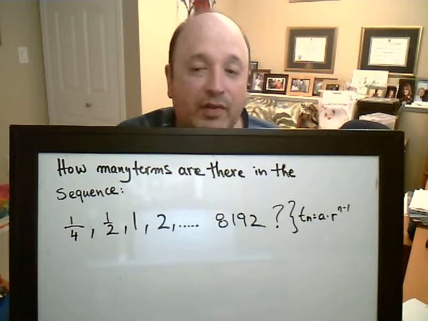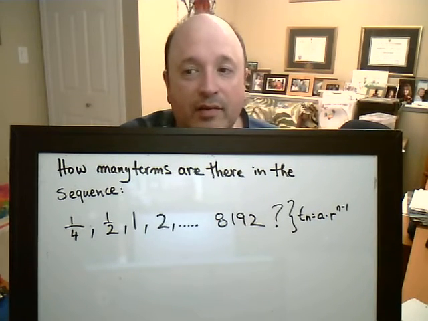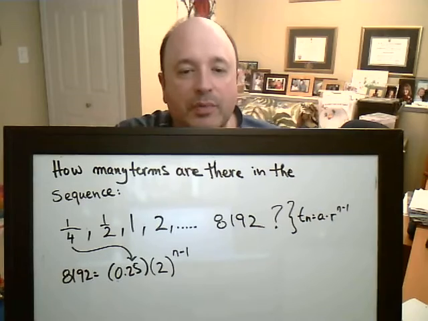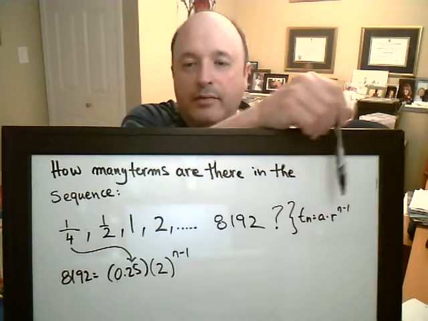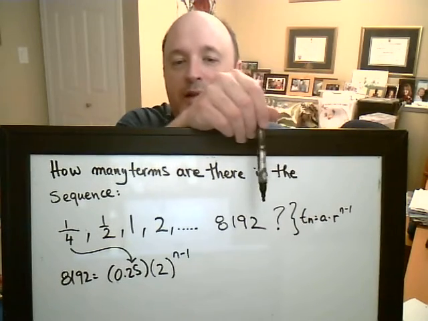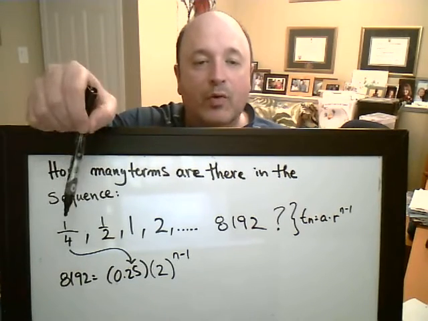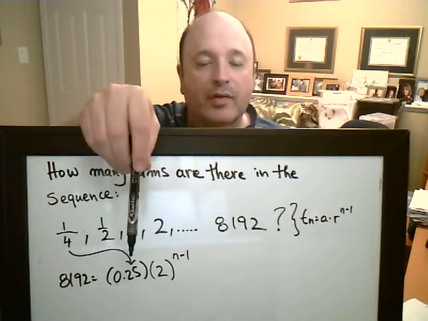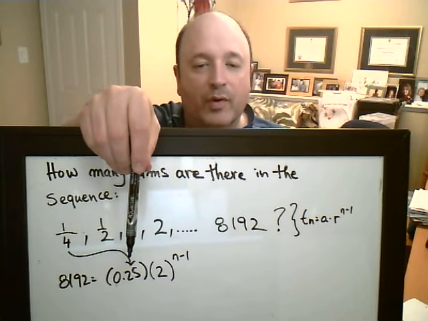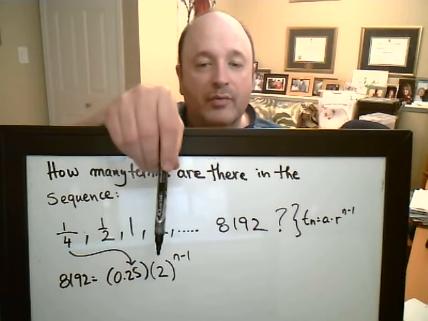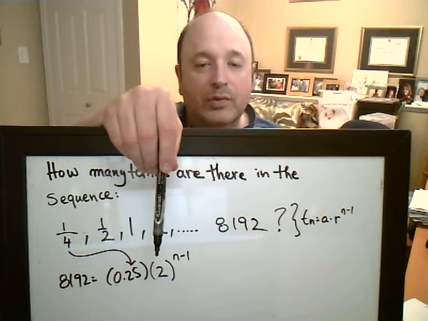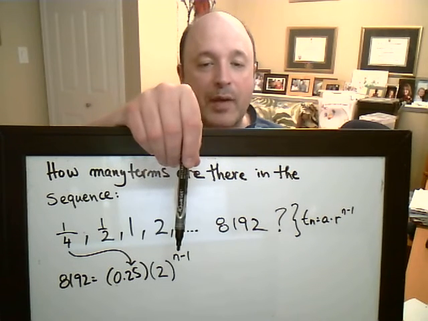So we're just going to fill in the numbers for the formula and work to calculate it out. Okay, so I just plug in the numbers, right? Tn, that's our last number, so 8192, that's over here, that's Tn, equals a quarter, so 0.25, you can write it out as a quarter or the decimal version, times r, the ratio, we know that the ratio is 2, to the power of n minus 1.